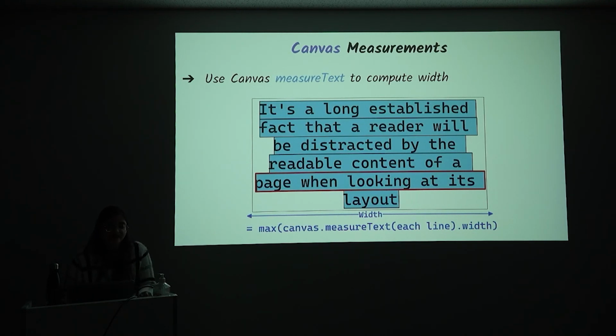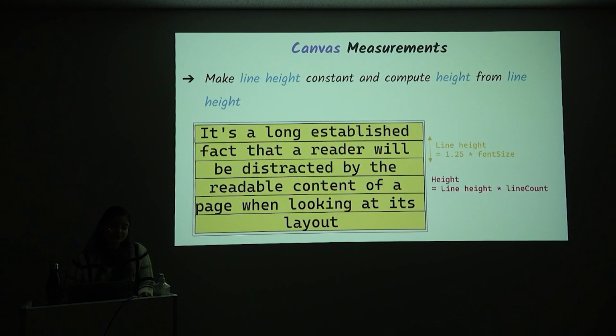And for the height, again, we are splitting it into lines. We are already hard coding the line height as 1.25, so we can multiply it with the font size to convert it into pixels. And we already know the number of lines, so just multiply it with the line count. That is how you can compute the height of this entire text.